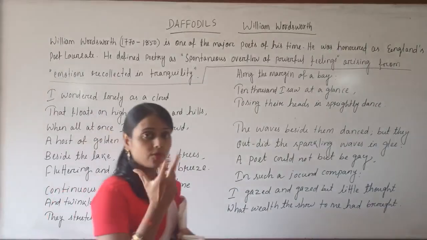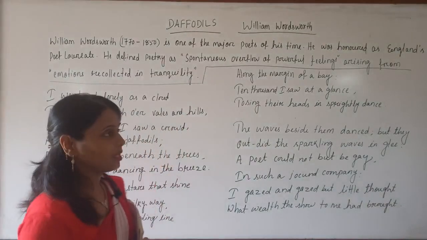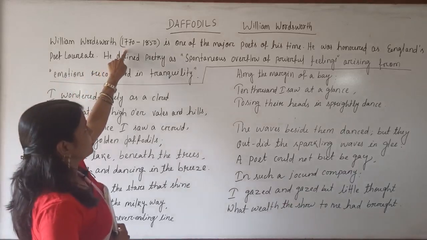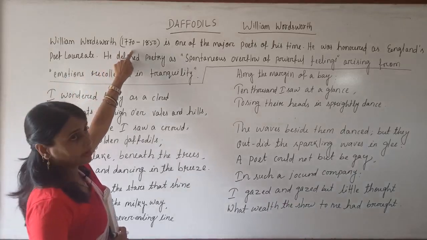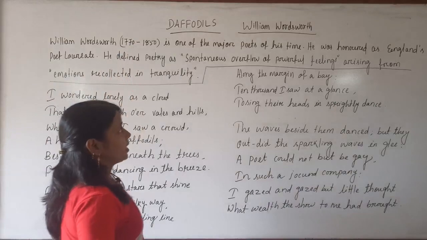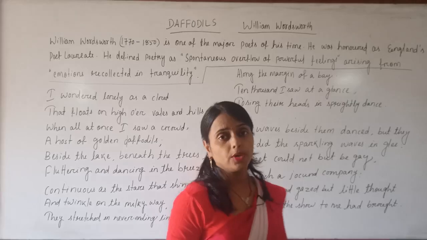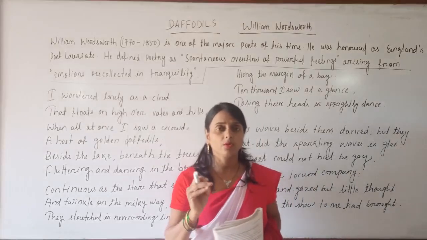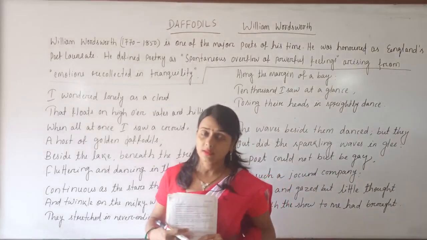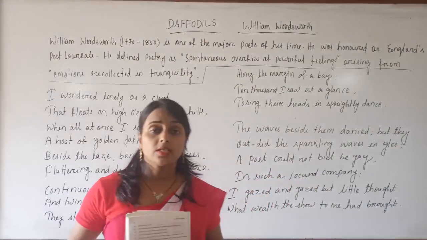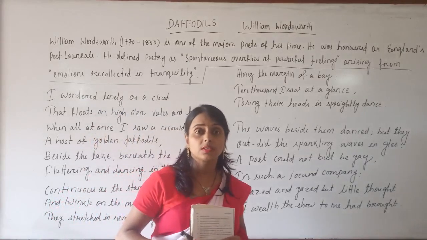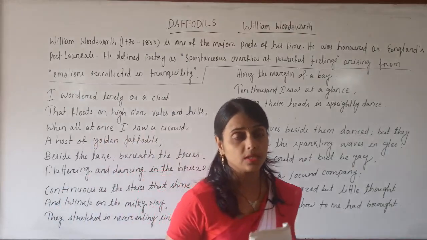Daffodil is a flower. So here let me tell you one thing, that William Wordsworth was born in the year 1770 and died in the year 1850, and he is one of the major poets of his time. And William Wordsworth has given one opinion on poetry, and what is that? That is, poetry is the spontaneous overflow of powerful feelings which is collected in tranquility.